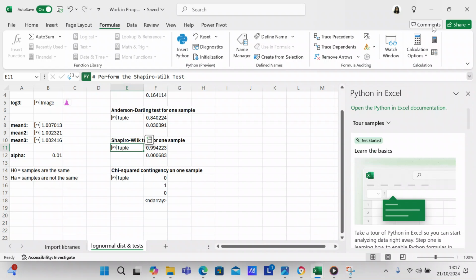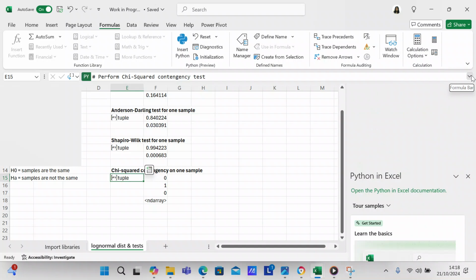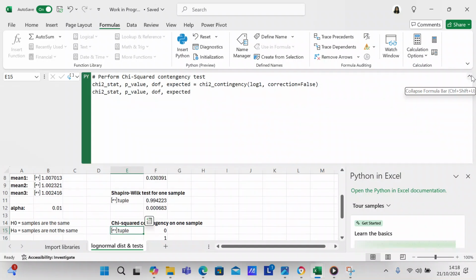And the chi-squared contingency test. We have one chi-squared test that every time I use it, I get an error. So I decided to use a chi-squared contingency. Chi2 stat p-value DOF expected equals chi2 contingency log 1 correction equals false. And that gives you that.